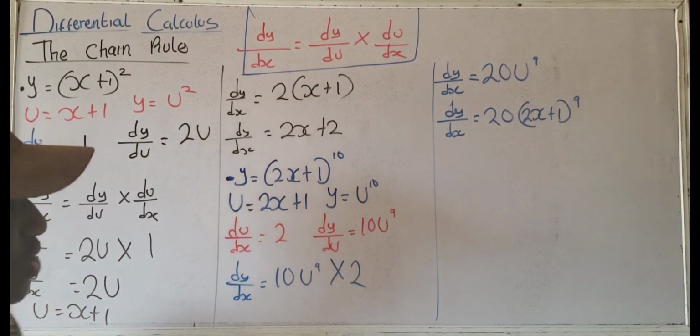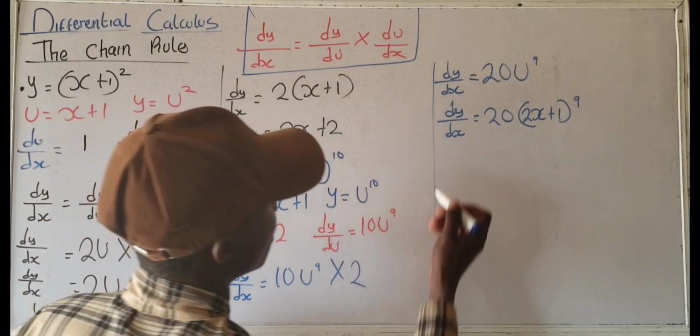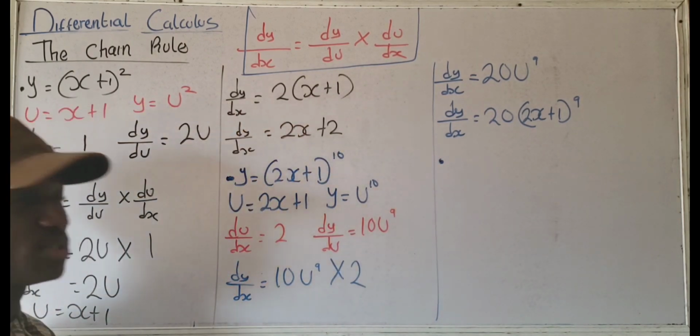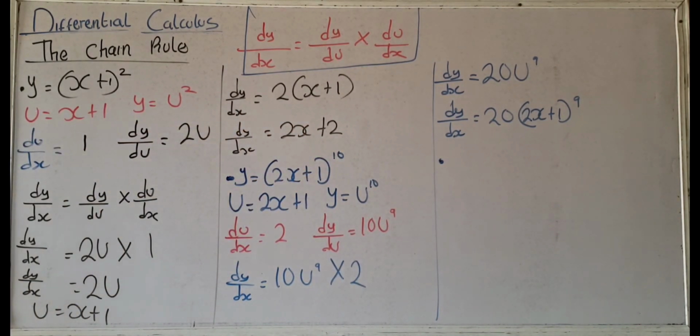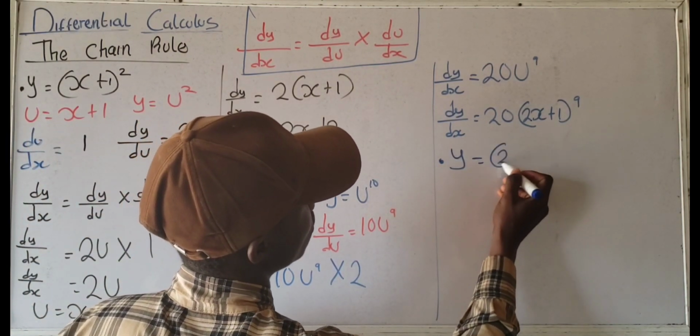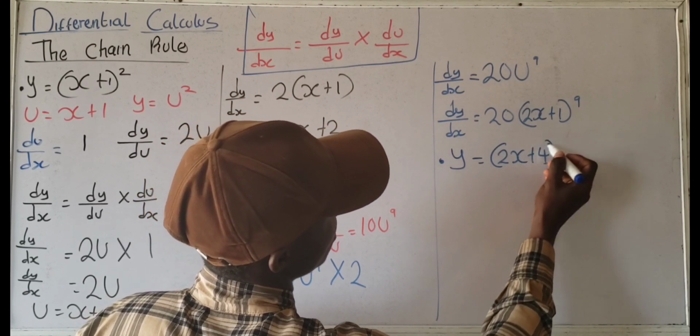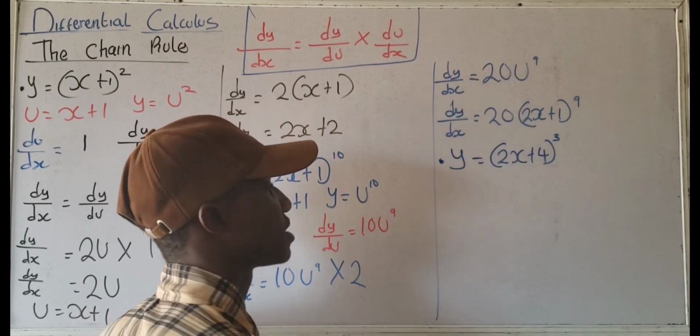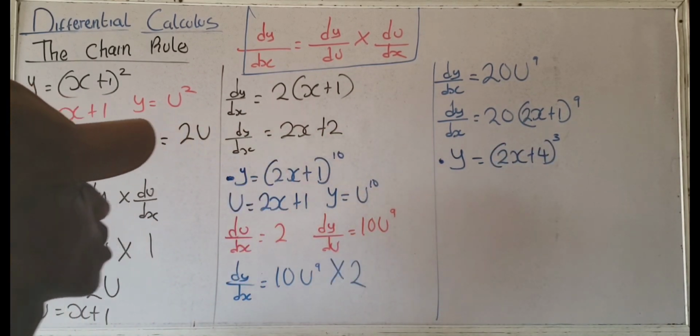You can see now. Okay, so let's have one more example. Let's say we are asked to differentiate this function. You can also try it by yourself. Just attempt it. Okay, no, let us not use 2x plus 1. Just attempt this. Differentiate y equals (2x plus 4) raised to the power of 3. What's your answer? And drop your answer in the comment section, okay?